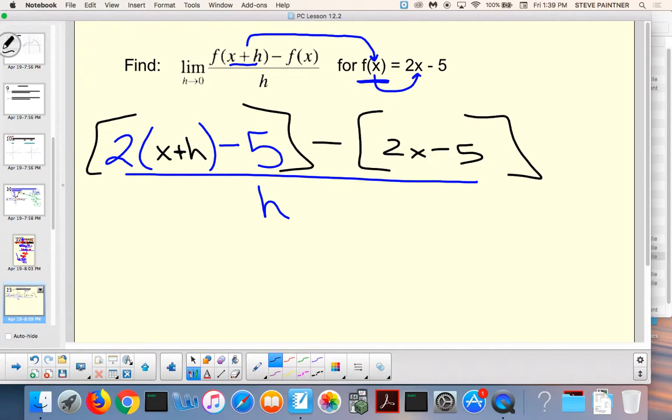It's all over h. Alright, so we're in 2h over h, which is 2h divided by h. The h is canceled. Now take the limit. The limit as h approaches 0 of 2.